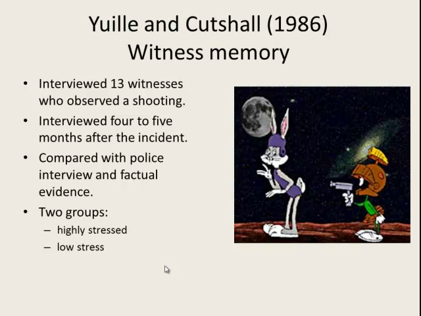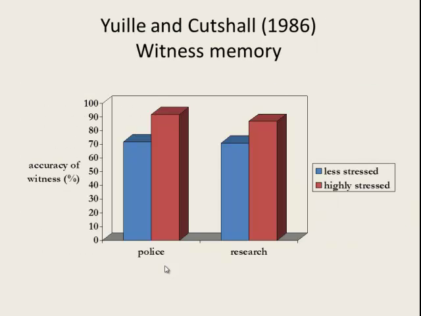So here's an experiment. It was done in 1986, and they investigated witnesses in a crime, 13 witnesses, and they interviewed the witnesses, and the police had interviews of these witnesses, so they were able to look at the data the police collected and the data the researchers collected. And they categorized these people into two groups, the high stress group and the low stress group. And they wanted to know the accuracy of what they witnessed. And what they found, in both the researchers' and the police reports, was that really high stress can increase memory.